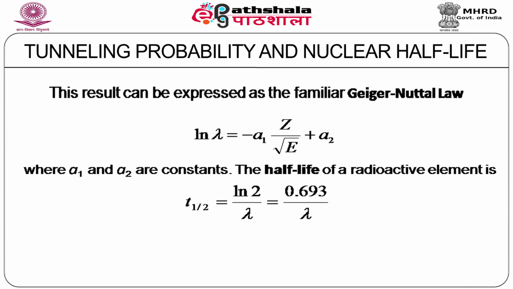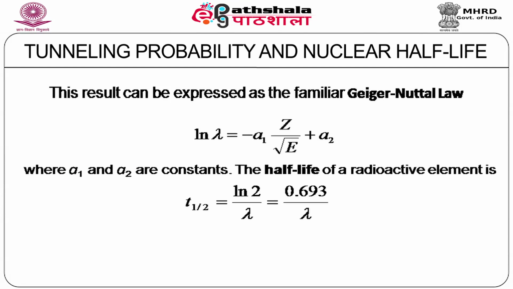So the result can be expressed as the familiar Geiger-Nuttall law, that is log lambda equal to minus A1 Z upon root E plus A2, where A1 and A2 are constants which can be determined, but I'm not going into the details of these constants. Well, they can be determined by doing some algebra.